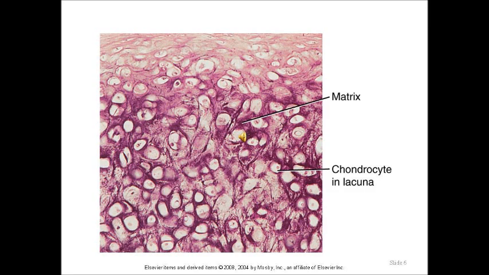Okay? The way they get their nutrition is through diffusion. So their matrix is slightly more liquidy, of course, more gel-like than the bone matrix, and so nutrients can diffuse through their matrix a lot easier than they can through the bone matrix. And that's how they get their nutrition, rather than through direct blood supply.